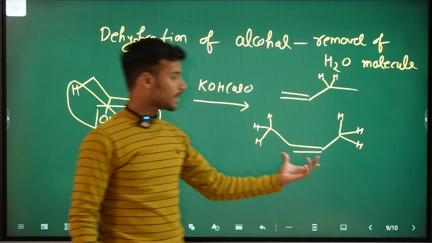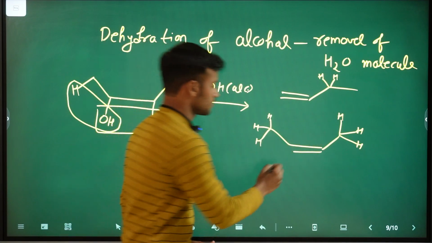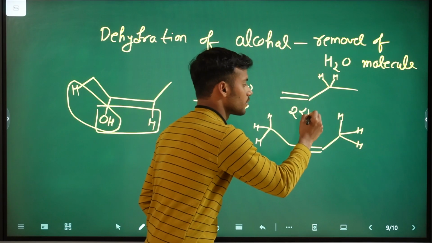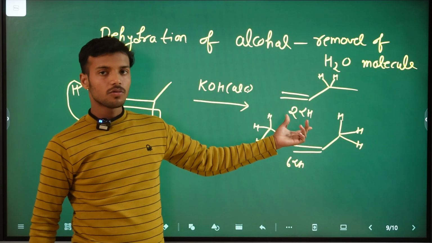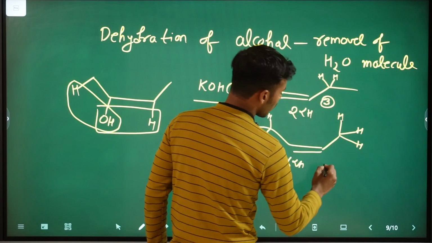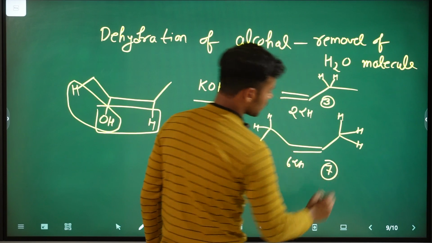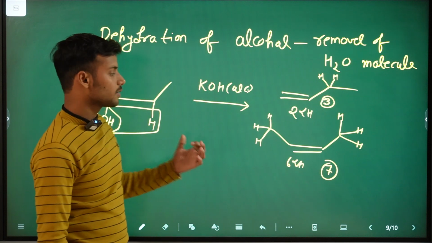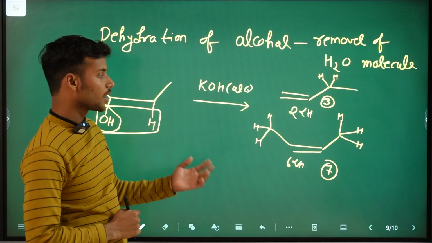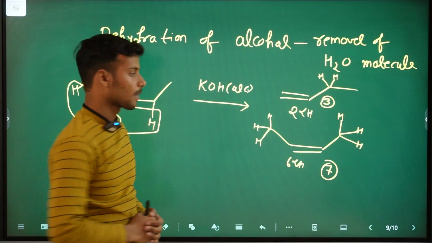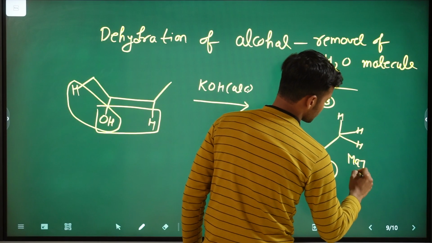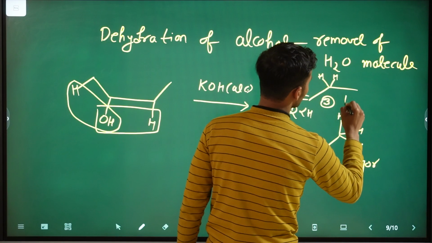Here this alkene has 6 alpha hydrogens and this alkene has only 2 alpha hydrogens. So how many hyperconjugative structures are there? Here 7, and here only 3. So we know that stability of alkene is directly proportional to the number of hyperconjugative structures. So which one is major? This is major and this is minor.